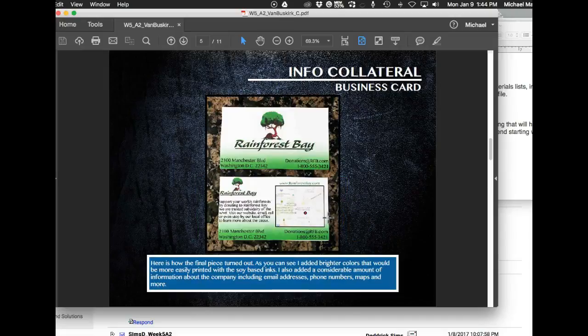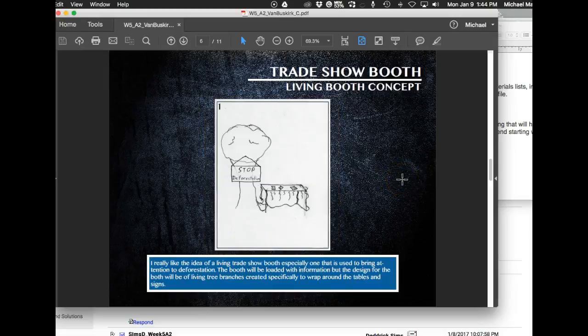Okay, and then you have your photograph of your business card. That's great, but this is your informational collateral, so don't forget your printer's file, complete with crop marks, etc. Let's go to your trade show booth. This is your living booth concept.